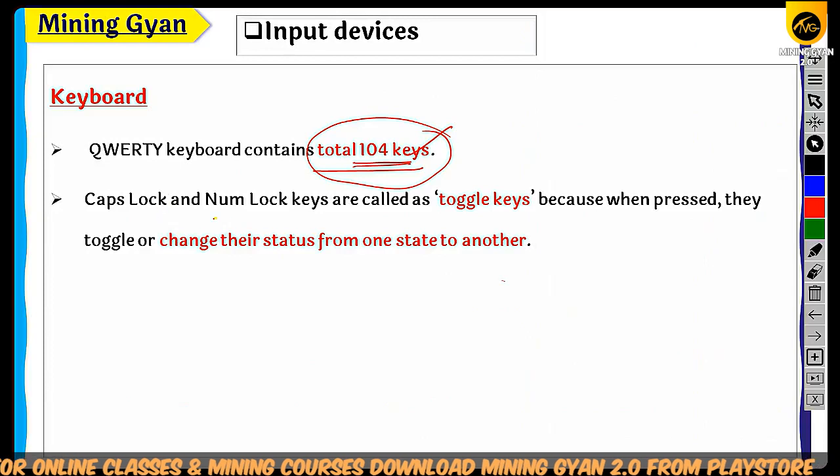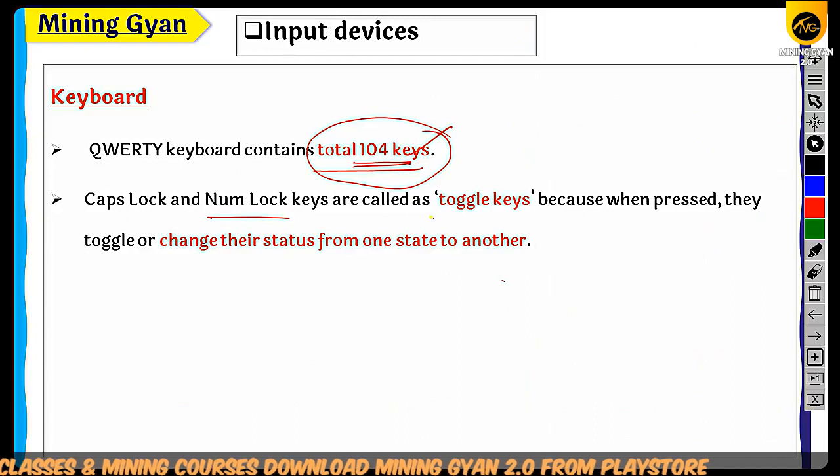Caps lock and num lock, basically number lock keys, are called toggle keys. So this is also an important thing.